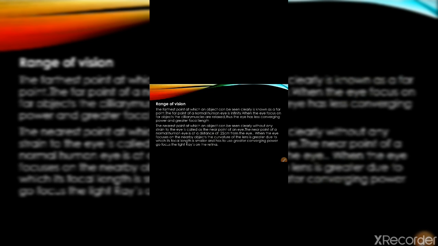While talking about the nearest object, the near point is always taken as 25 centimeters for the normal human eyes, without any defect, because human eyes can have certain defects, which we'll be dealing with in the next slide. When the eye focuses on the nearby objects, the curvature is greater, as I already told you, because the ciliary muscles have to expand these lenses so that they can converge the light rays directly on the retina, due to which the focal length is smaller and has to use greater converging power.